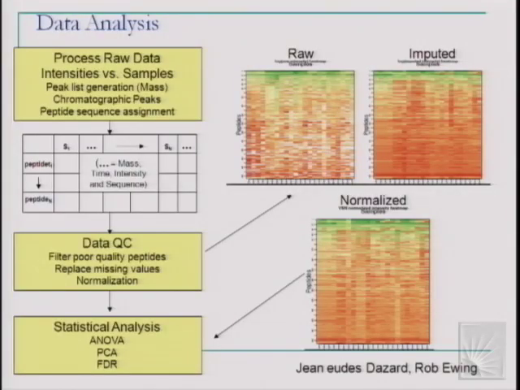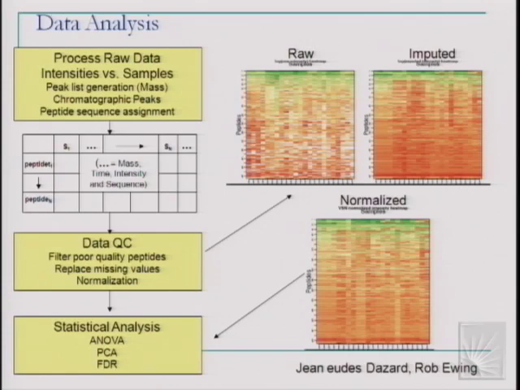As you've heard earlier, it's very important in this type of data to properly analyze and normalize the data due to the high degree of variability that can be seen. So the first thing to do is we need to process the data using our Infochroma software, in which you generate intensities versus samples. We do that by generating a peak list with masses of individual peptides, and then we generate chromatographic peaks for those peptides. And then for those masses that we have a sequence assignment, we will put that in the spreadsheet as well.